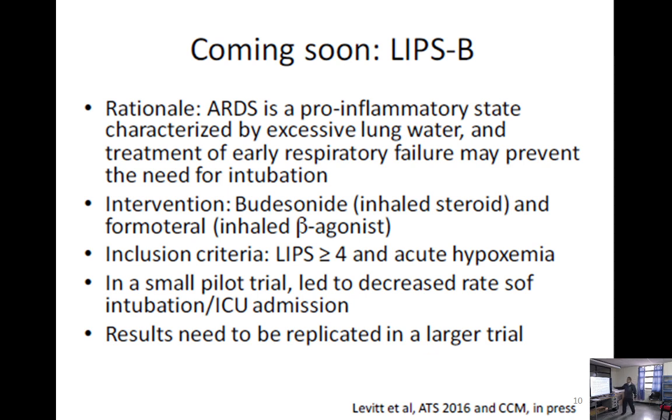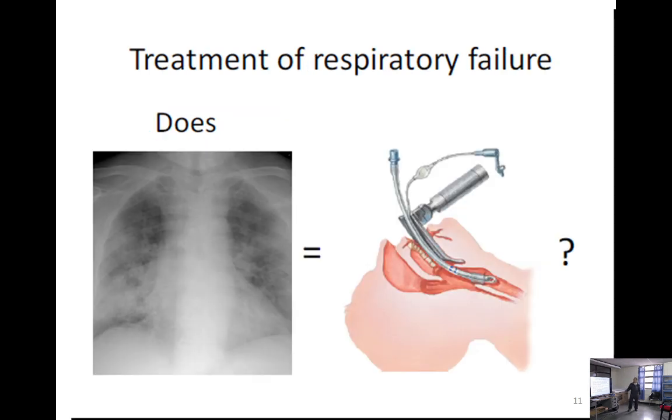So steroids have been used in others, but in COVID, we are not suggesting use of steroids. Okay. Now, in the other patients, they have said that the steroids and correction of lung water lead to a reduced amount of intubation and ICU admission. But it was a very small trial, so we cannot rely on it. So if you fail to do it and the patient develops ARDS, no need to feel guilty.